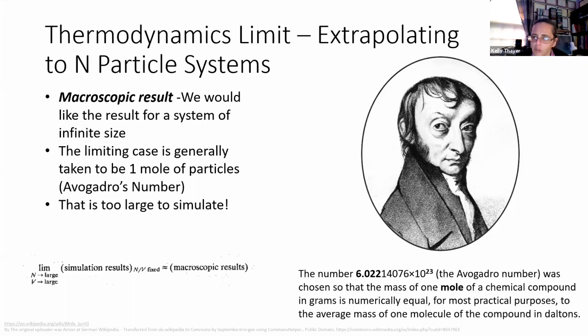And that number was chosen so that the mass of 1 mole of a chemical compound in grams is numerically equal to the average mass of 1 molecule of the compound in Daltons, which is just a very convenient thing, but also it tends to represent our idea of what it means to have an infinite number of particles. Incidentally, that number is kind of small, and 1 Avogadro's number of water molecules would easily fit in a teaspoon as a drop of water.